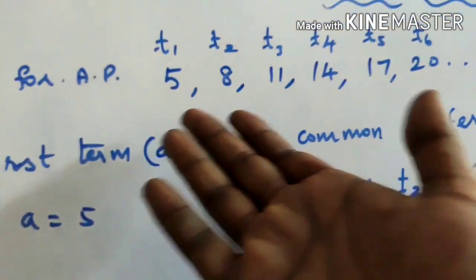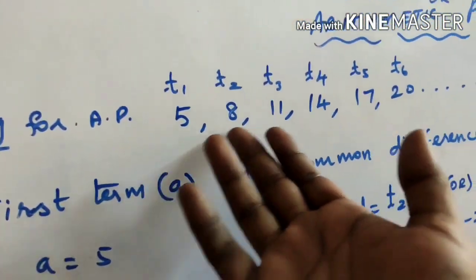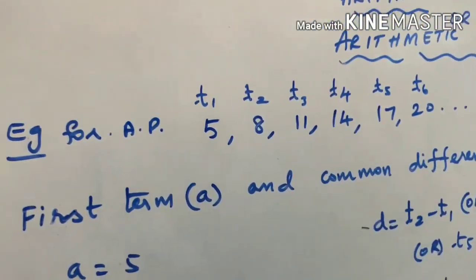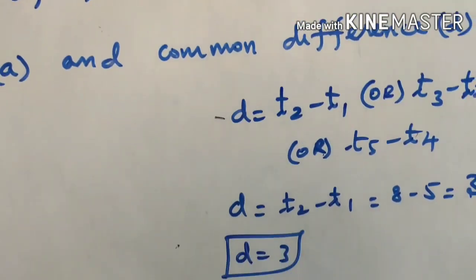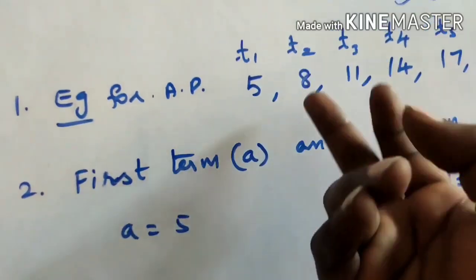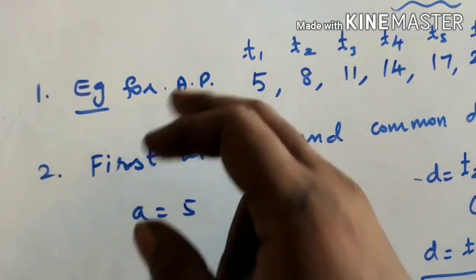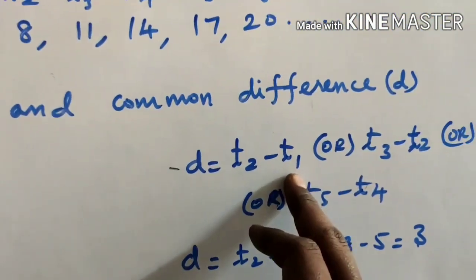Okay, and there is a formula to find D. Actually, it is very simple to find D. Okay, if you just see which number is added and we are getting the sequence, we can easily find out. But still, we have a formula to find D, common difference. D equals T2 minus T1. Okay, that is the next term minus the previous term. Okay, next term minus the previous term, that is T2 minus T1.